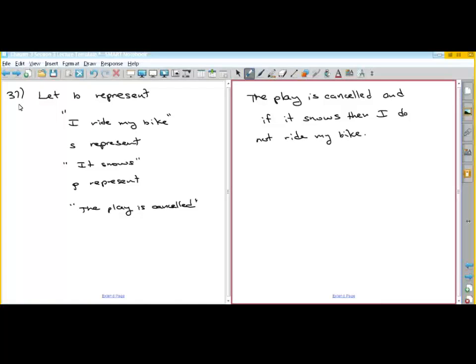This is 37. So let's just try this one. Why don't you write it out? Go ahead and see if you can figure out what the symbolic logic associated with that is, and notice where the if and then are. So here, I guess we should put, if the play is canceled and if it snows, then, so I had to put an additional if-then statement in there. So there's really two ifs. We're going to connect these two statements. They're before the arrow, and then this will be after the arrow.